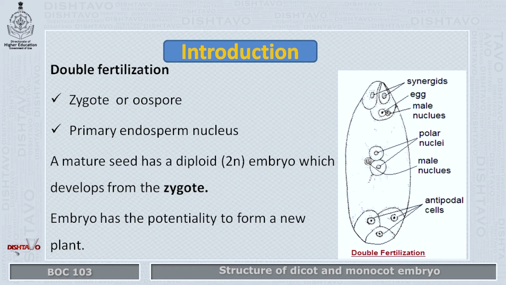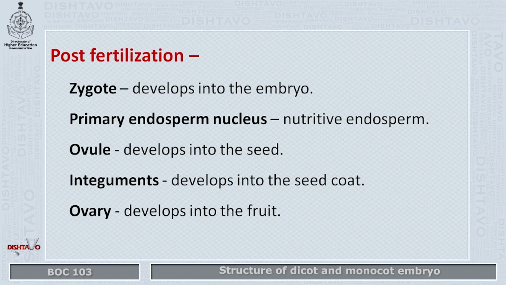Now this zygote which is formed ultimately gives rise to the embryo which is present in a mature seed, and this embryo has the potentiality to form a new plant. Let us see what happens after the fertilization. The zygote in the embryo sac develops into the embryo, and the primary endosperm nucleus develops into the nutritive tissue which is called the endosperm, which provides nourishment for the developing embryo.